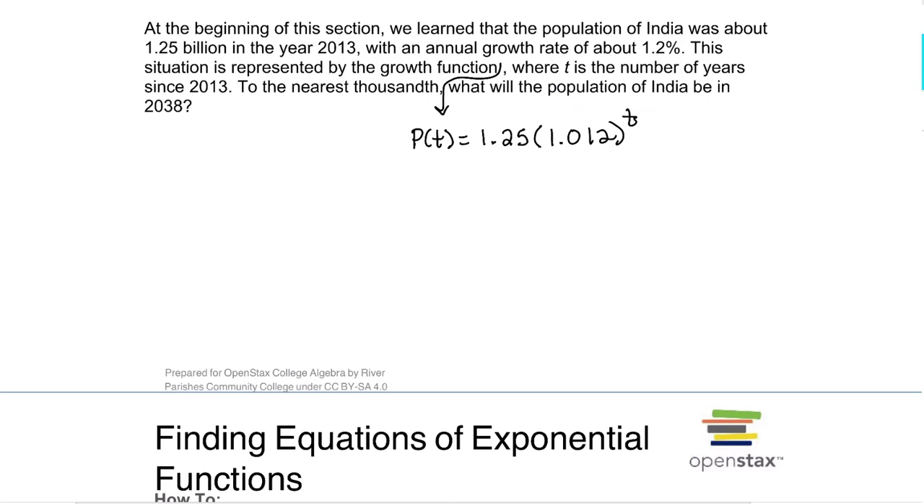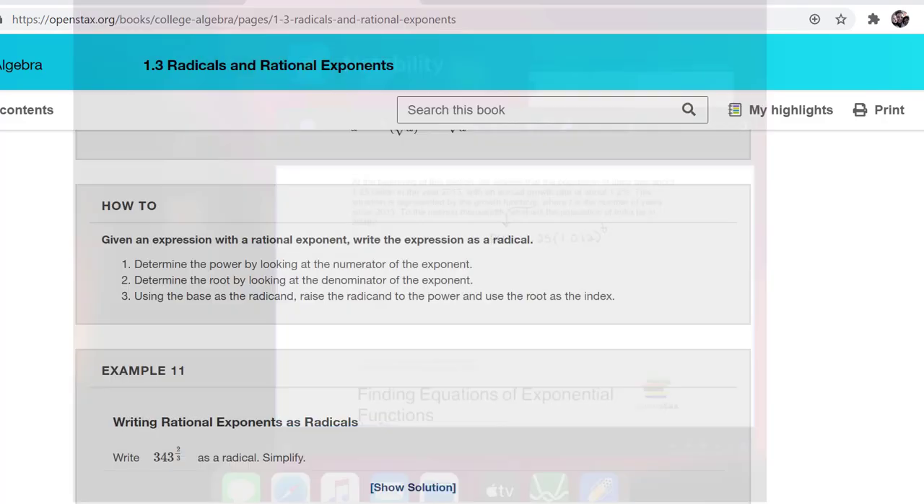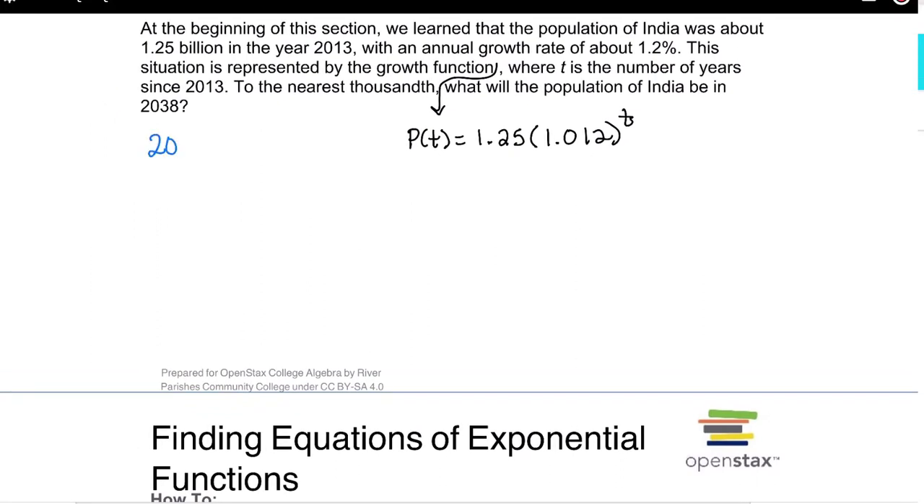Okay, so t is the number of years since 2013. So we can say 2038 minus 2013, that's 25 years. So t equals 25. What we're going to do is substitute 25 in for t, and then we can just use our calculator.